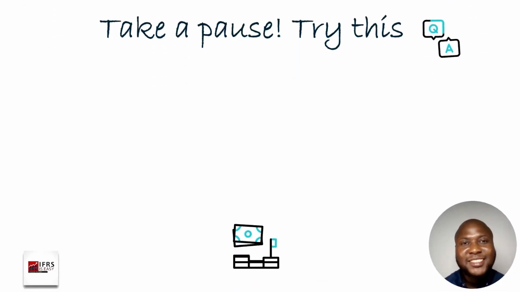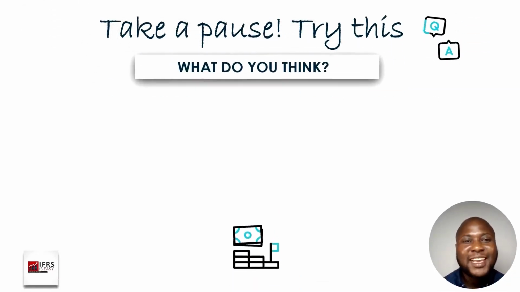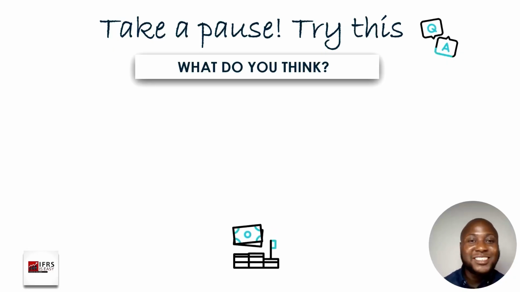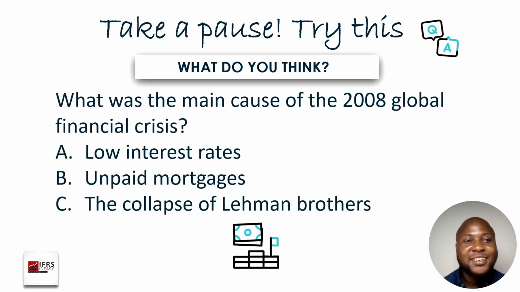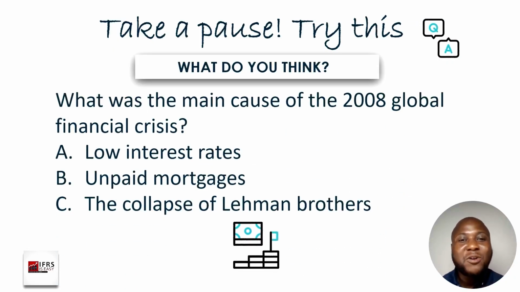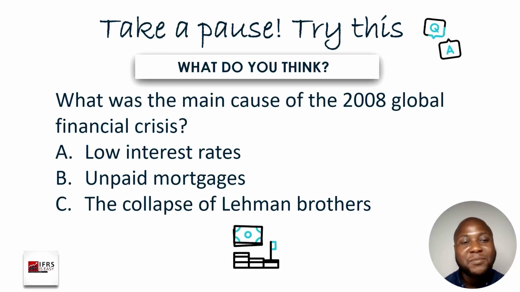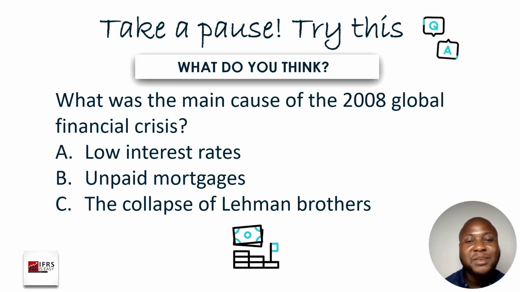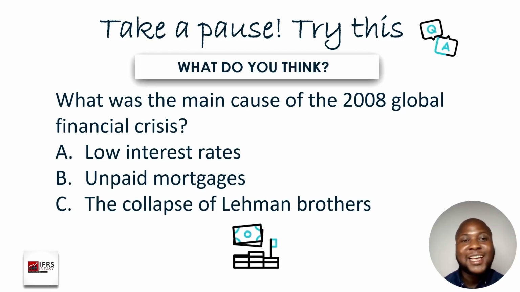Now, before we start, I'd like you to take a pause and try this. What do you think? It says here, what was the main cause of the 2008 global financial crisis? Is it low interest rates? Is it unpaid mortgages? Is it the collapse of Lehman Brothers? Now, I would like you to go through this, take your time, and you can come back to this later and answer it after we are through with this section of the course.